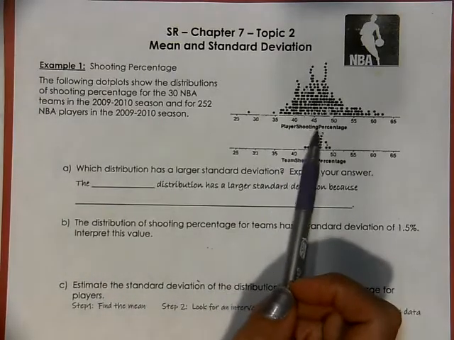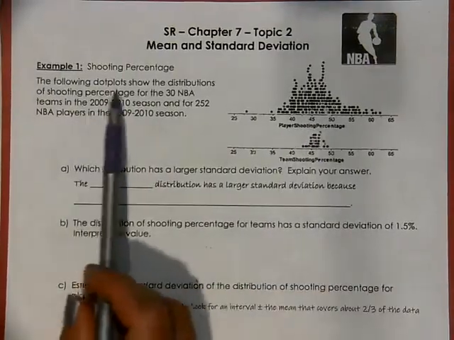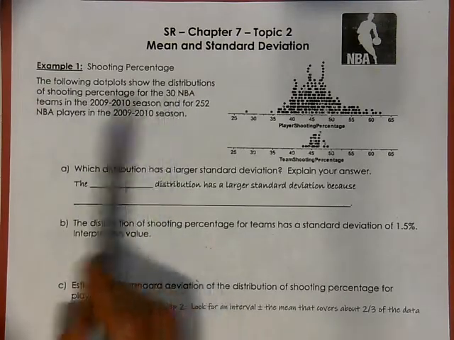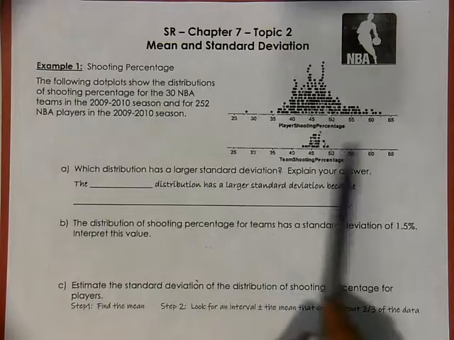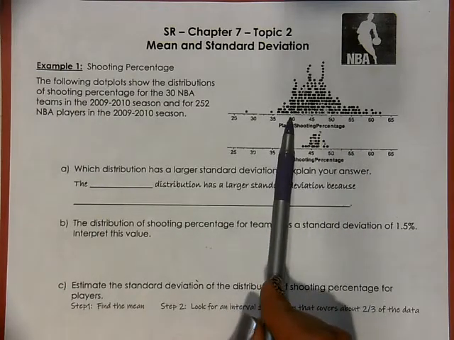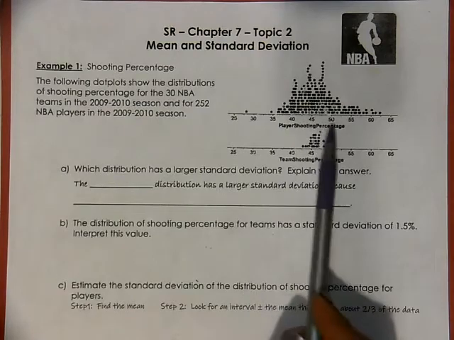So we have two different dot plots here. The following dot plots show the distributions of shooting percentage for the 30 NBA teams. That would be the one below, the one with the fewer dots, because there's fewer teams in the NBA than players, which is the one above.